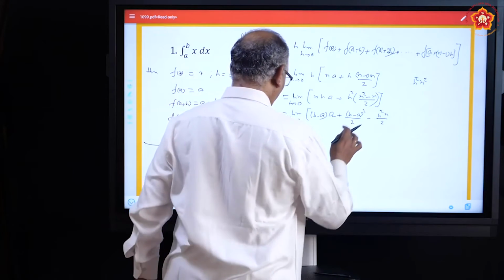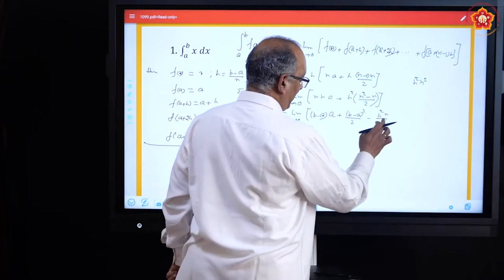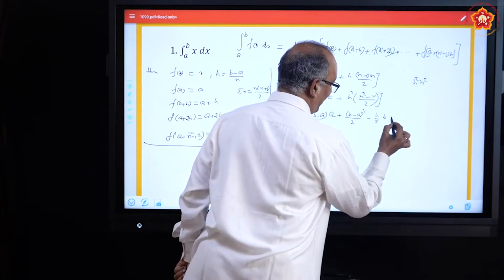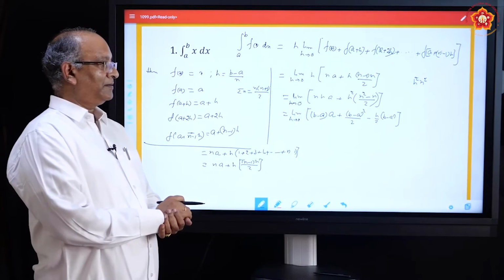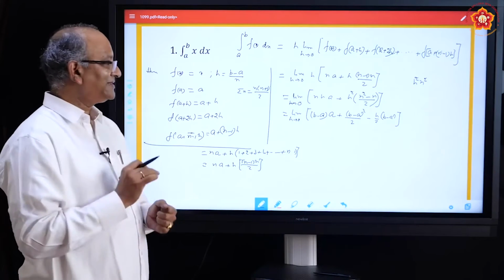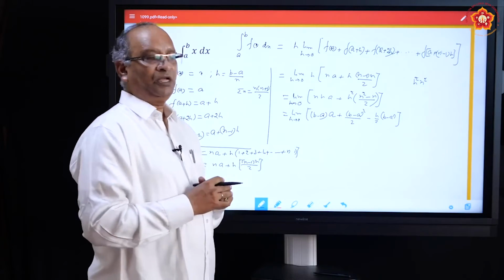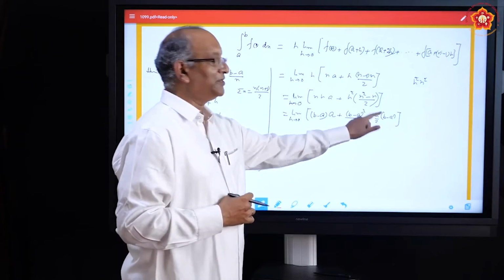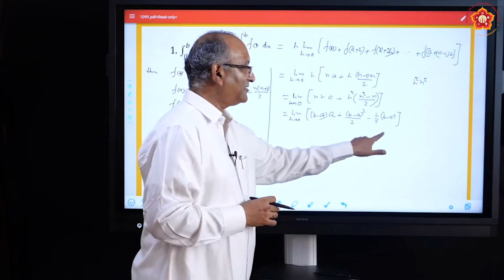Instead of writing the next step here itself, we will do it. Now proceed to the limits. What are the limits? h is tending to 0. If h tends to 0, nothing will happen to this first term. Why? There is no h. Nothing will happen to the second term. Why? There is no h. But this will become 0. Why? Because h is multiplying it. If h tends to 0, this last term will vanish.